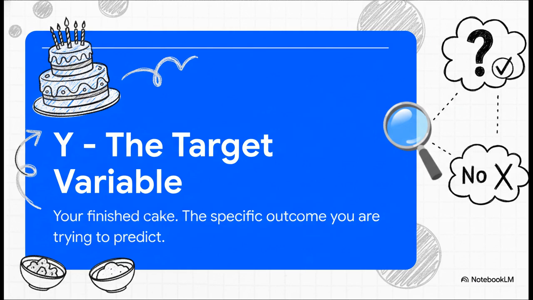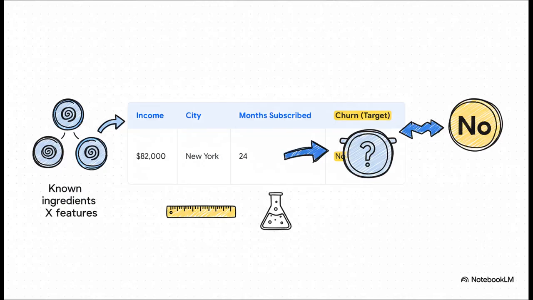For instance, will a customer churn? That answer, whether it's yes or no, that's our Y. That's our target. So check out how this looks in the real world. Think of this table as a single customer's recipe card. Their income, their city, the number of months they've subscribed, those are our known ingredients, our X features. The one thing we're trying to figure out, churn, is our target Y. And for this particular customer, we can see the outcome was no.